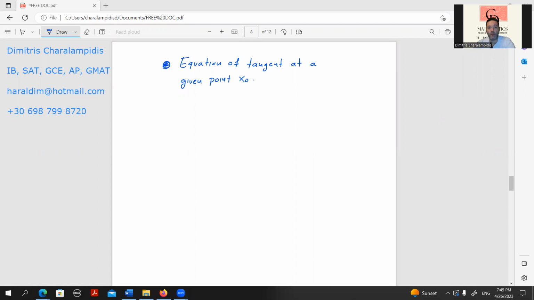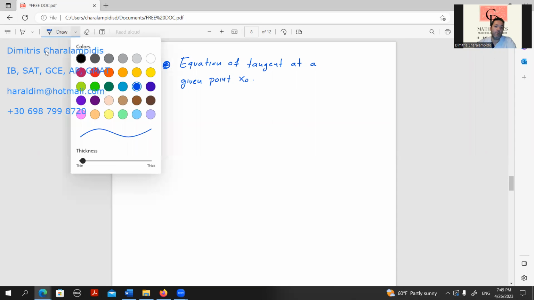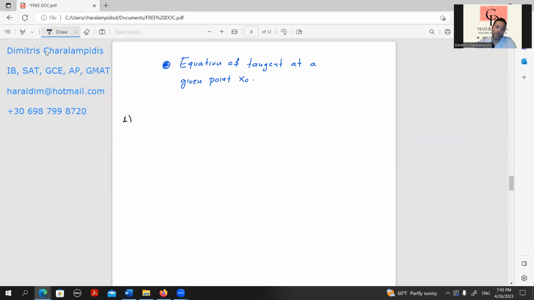We work when we are given a function f and a point with x-coordinate x0 that lies on the graph of this function f, and we are simply asked to find the equation of the tangent at the graph of f at this x value. Let's see quickly an example.